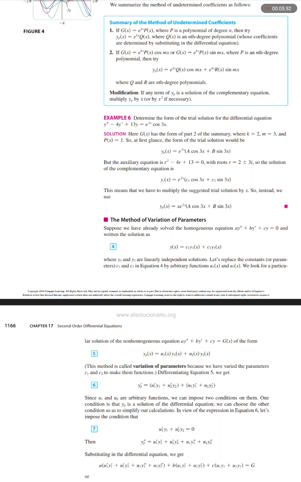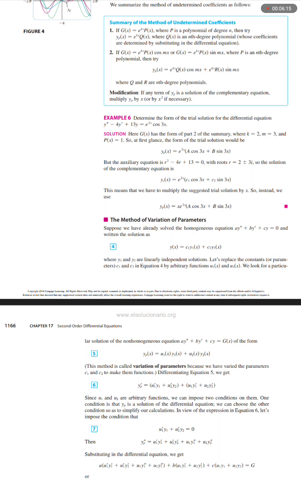This means that we have to multiply the suggested trial solution by x. So instead, we use y_p(x) = x e^(2x)(A cos 3x + B sin 3x).